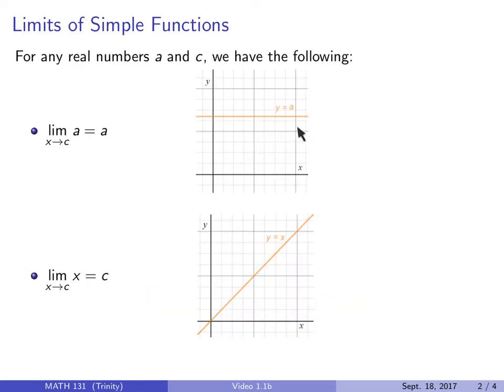First, let's look at the function y equals a, where a is a constant. The graph of this is just a horizontal line. If we try to find the limit as x approaches c, where c is just some x value, as my x's get closer and closer to c, the y values will get closer and closer to a because they're always a. So the limit as x approaches c of just a constant a is just that constant a.